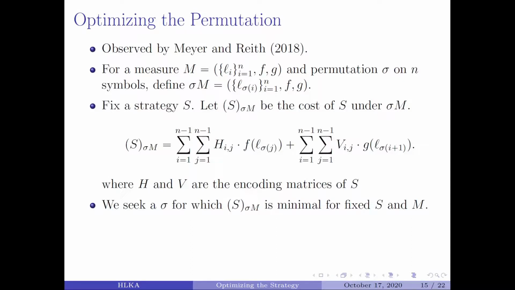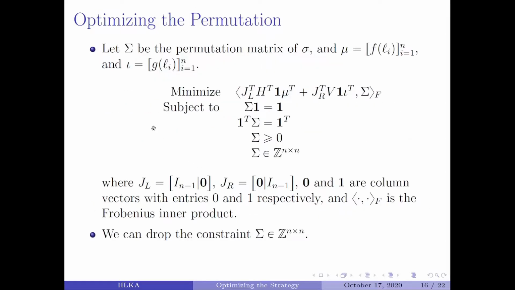To find the optimal sigma, our weapon of choice was linear programming. We'll take this cost expression and turn it into something involving matrices. We'll let capital sigma be the permutation matrix of sigma, and we'll define mu and iota as the cost column vectors that we get just from our measure. And that previous cost expression turns into this inner product here. This is the Frobenius inner product. T here denotes transpose, and these J matrices are just an identity matrix with an extra column of zeros.